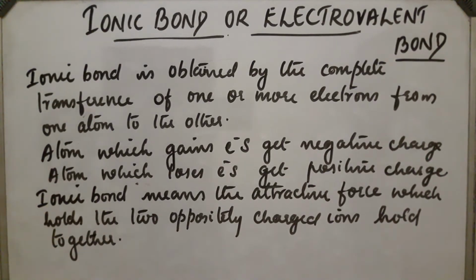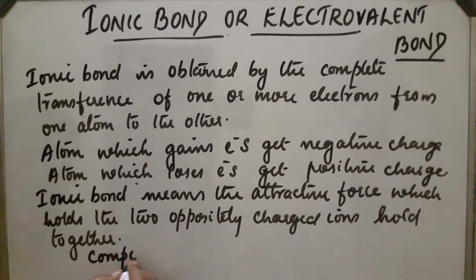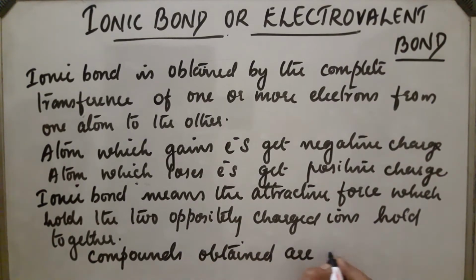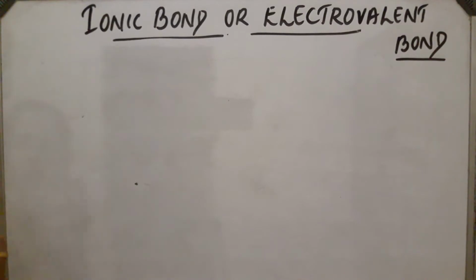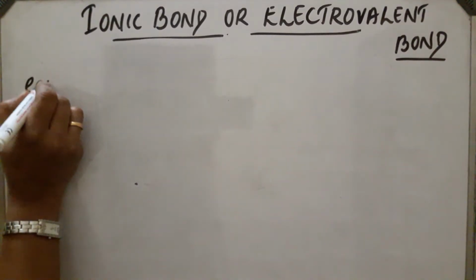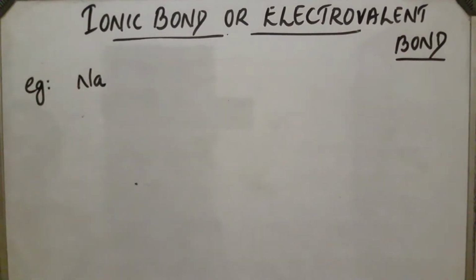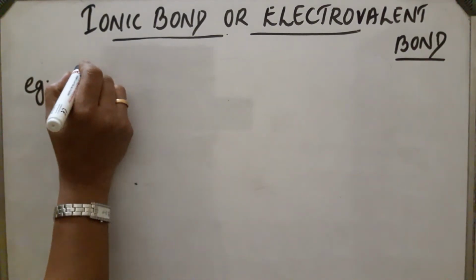Okay, and the compounds obtained by this ionic bond are known as ionic compounds. Let's just take a few examples. Example, formation of NaCl. Na configuration is 2, 8, 1. That is, sodium contains one electron in its outermost shell.